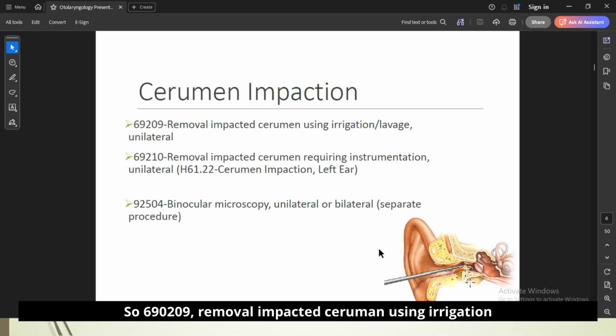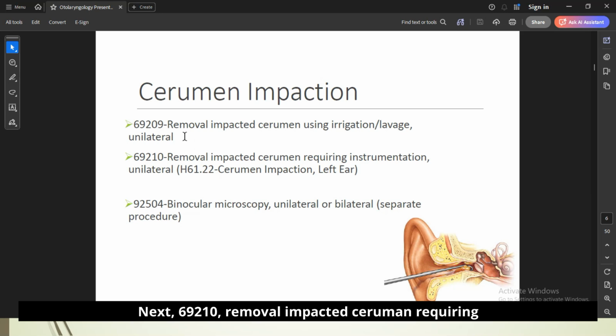69209, removal of impacted cerumen using irrigation or lavage, unilateral. In 69209, the physician removes the cerumen using fluids. Basically he injects normal saline into the ear and performs the irrigation. That is when we can code 69209. It is a unilateral procedure, meaning you can use this code for either right or left. If the procedure is performed bilaterally, you need to append the 50 modifier.